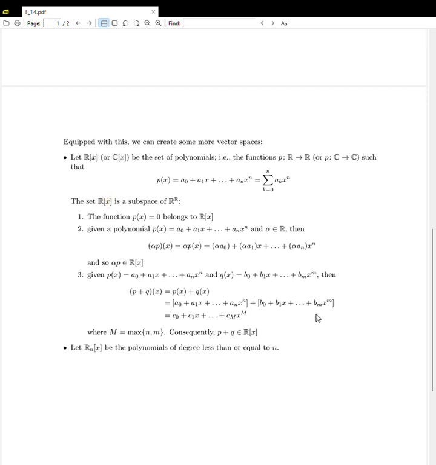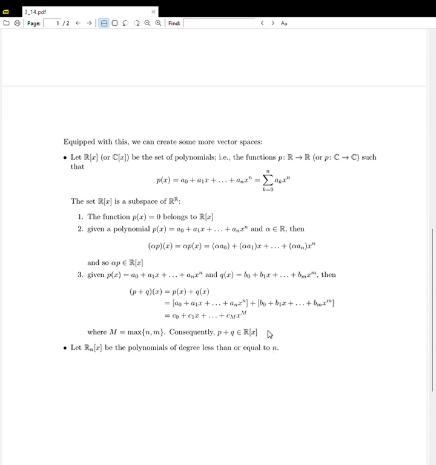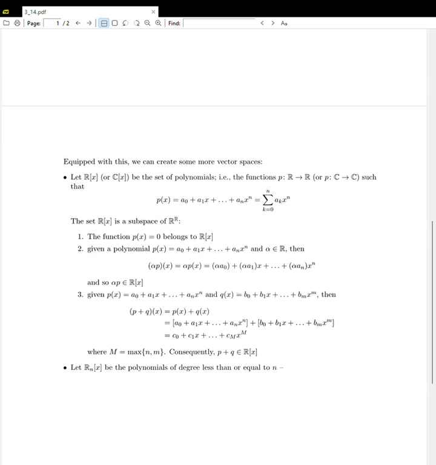Alright, so a similar one and an offshoot of this is the following. We'll let R sub n be the polynomials of degree less than or equal to n. Alright, now what does that mean? So note that before, if P was, let's write it this way. So note, what's the difference between this set and this set.